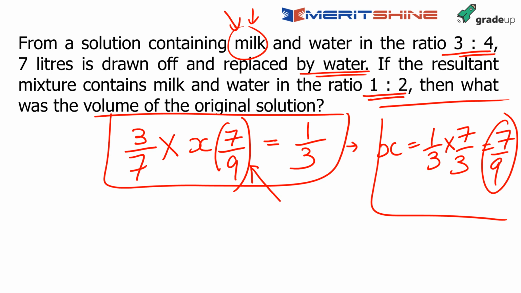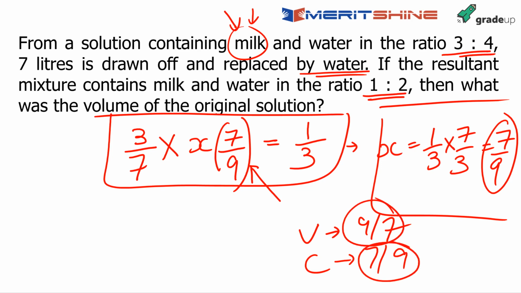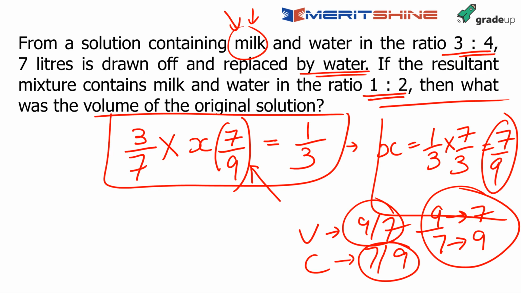Now you realize what's happening here. If you can draw an analogy with the last question, you realize what's happening. If the volume becomes 9/7, fine, the concentration becomes 7/9, and it's that same thing we are doing here. It means the volume went up from 7 to 9. Initially it went from 9 to 7, because the mixture was thrown out, and then since water was added, it went from 7 back to 9.